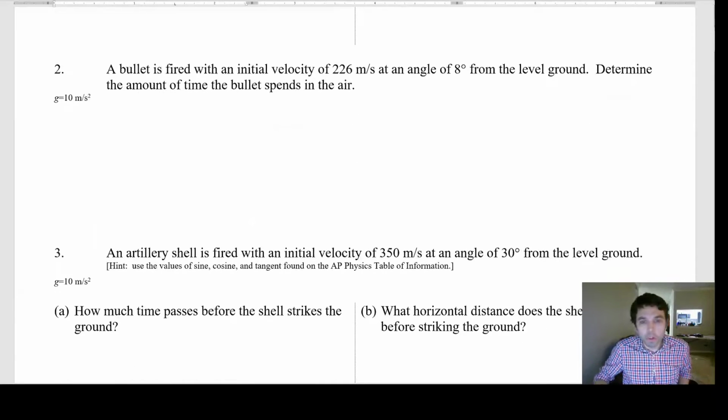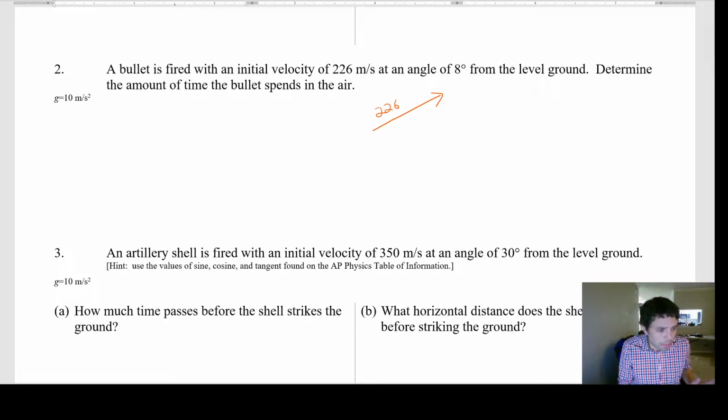Okay, bullet is fired. All right, so this is the general setup here. We're going to write down what we know. Guess method, right? Bullet is fired with initial velocity of 226 meters a second at an angle of 8 degrees from the level ground. We're going to always draw the picture. It helps.